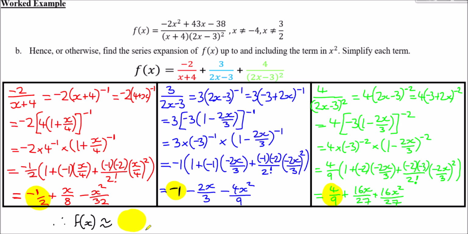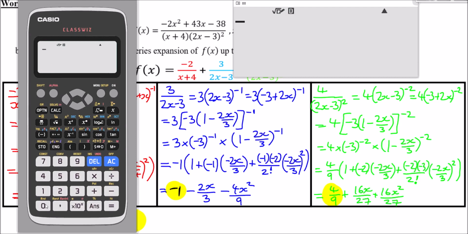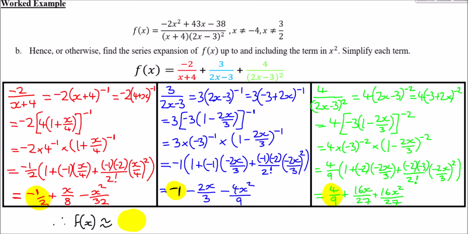So we've got here minus a half, so I'm going to just call that minus 0.5 for simplicity, minus another 1, and plus 4/9. So we've got minus 19 over 18. So the first thing is we've got minus 19 over 18. Then looking at the terms involving x. So we've got 1/8 of an x there, minus 2/3 of an x here, plus 16 over 27 of an x there.